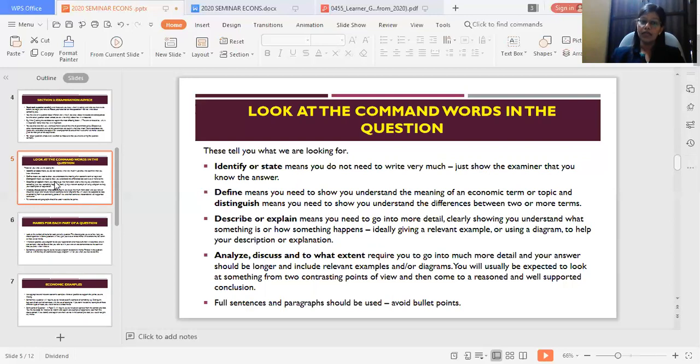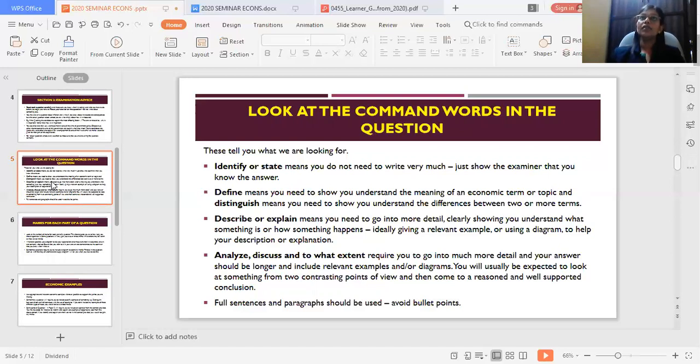Identify or state means you do not need to write very much. Just show the examiner that you know the answer. Identify and state. When they say identify, you just identify what exactly the characteristics of monopoly are, for example. You just identify two based on the marks allocation, 2 or 3.